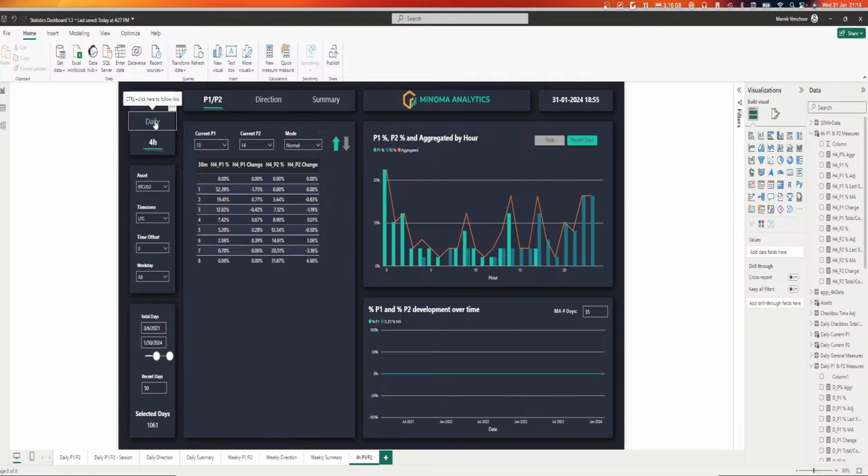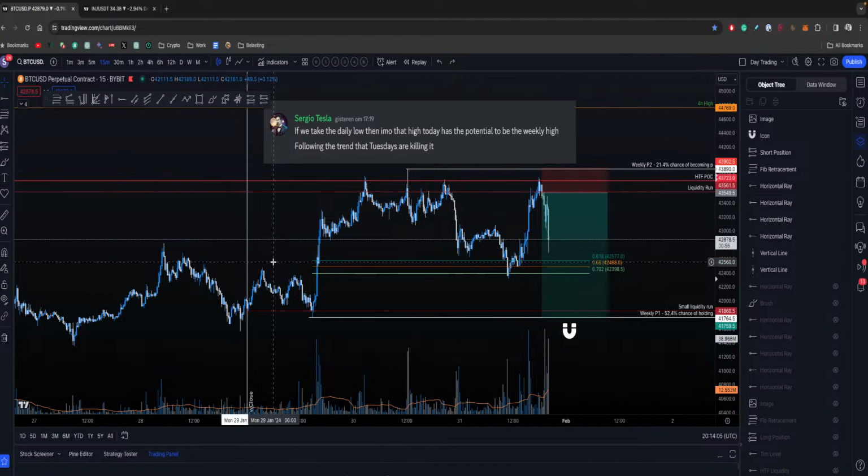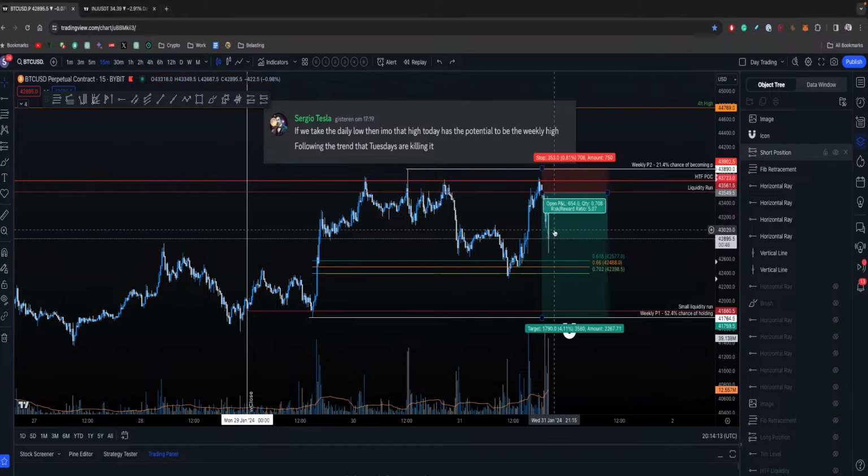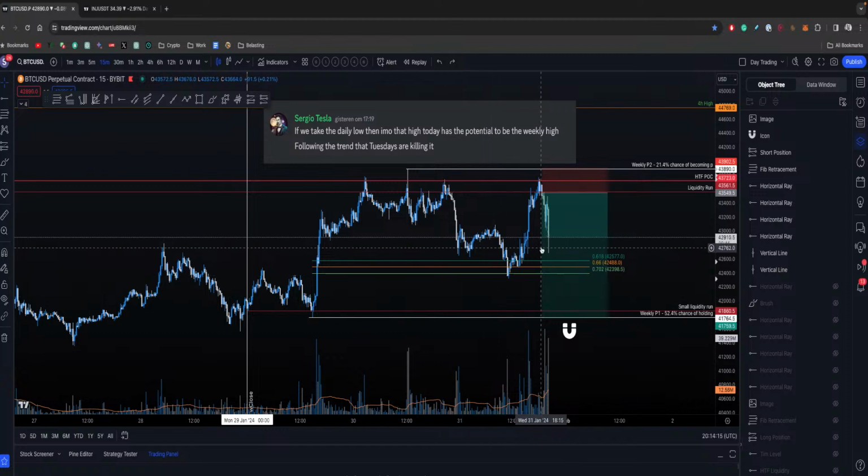You can maybe find a good entry on the daily, and then you can go down on the 4-hour to find an even better entry, and so on and so on. So it's going to be very good for that. And then I'm going to add 1 hour as well. But for now, this is already a very nice sheet, I would say.